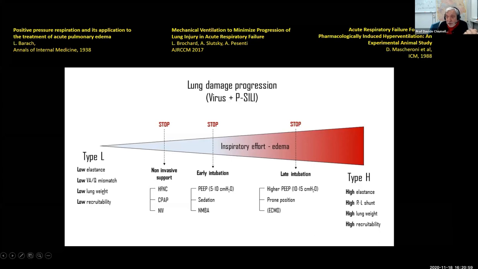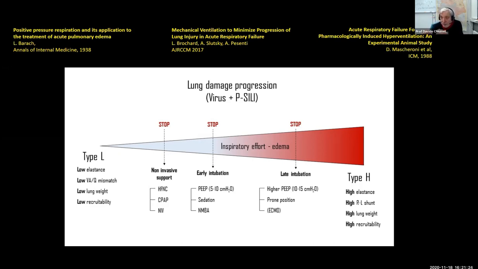Low lung weight, because we do not have great edema. If we don't have edema, we don't have collapse. If we don't have collapse, we don't have recruitability. And recruitability is extremely poor. So the explanation of the problem is in the perfusion, because this tells us that this specific subtype of ARDS, if you want to call it ARDS and not COVID-19 pneumonia, is vasocentric, not alveolocentric.